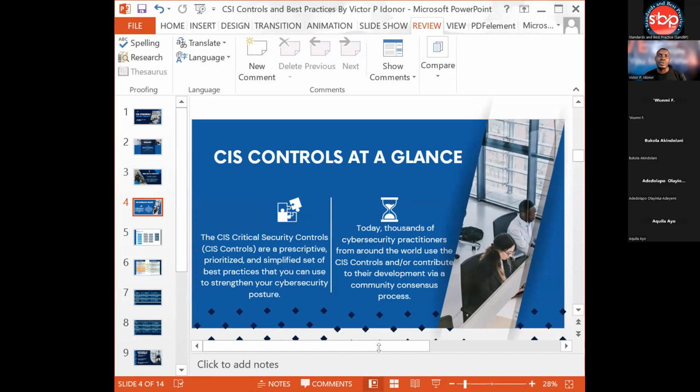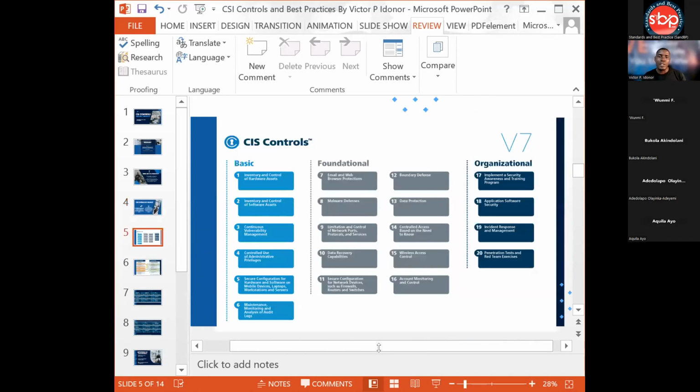These are protocols, these are guidelines that we can use to strengthen our cybersecurity posture. Today, thousands of cybersecurity practitioners around the world, engineers, professionals, experts, and all of that, are contributing collectively to the development via a community consensus process. And we can even sign up to request to be part of this community, so we can also share our thoughts as it relates to our own environment. So the CIS controls version 7 covers the basic, the foundational, and the organizational. Under the basic, there is a couple of them.